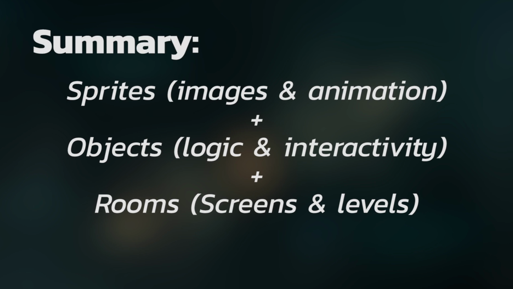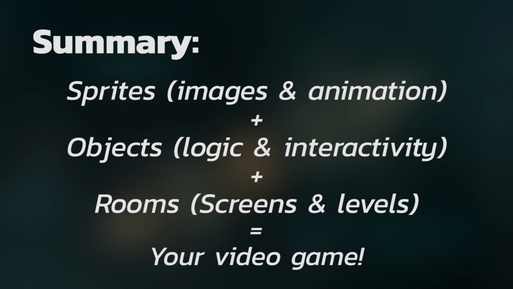So to summarise, while there are many other resources that we haven't touched on here, such as sounds and fonts, primarily a GameMaker game is made up of sprites, which are images, objects which define game logic, and rooms which you use to organise those objects as instances. By combining these different resources together, you then have a working video game.